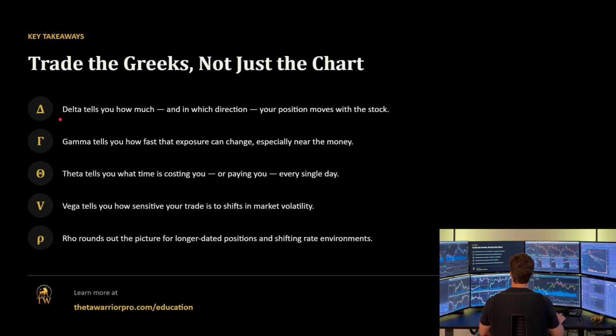So a final recap, delta tells you how much and in which direction your position moves with the stock. Gamma tells you how fast that exposure can change, especially near the money. Theta tells you what time is costing you or paying you every single day. Vega tells you how sensitive your trade is to shifts in market volatility. Rho rounds out the picture for longer dated positions and shifting rate environments.